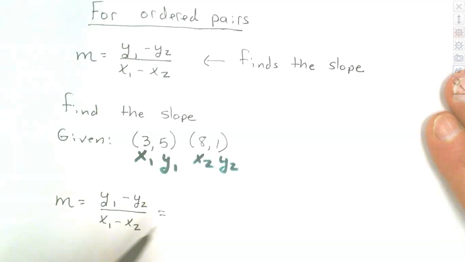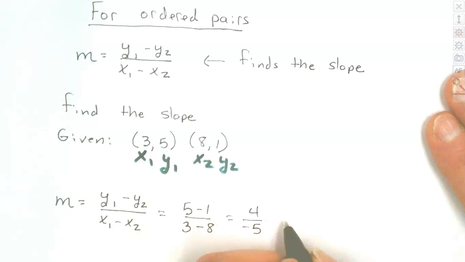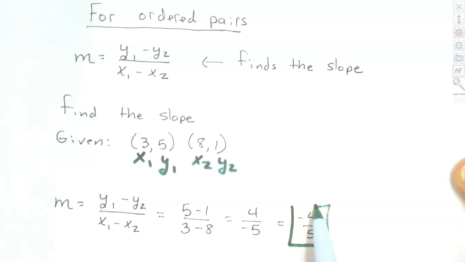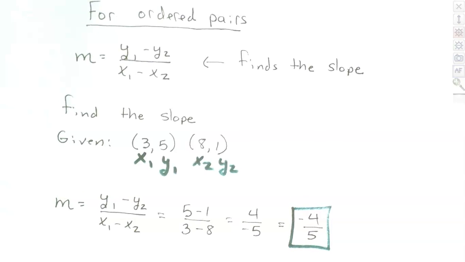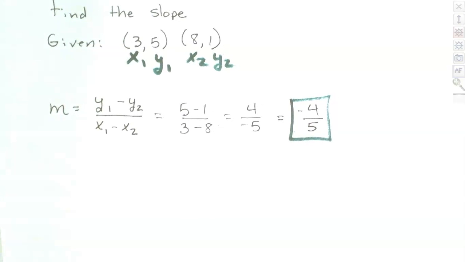Plug in our values, which is 5 minus 1 over 3 minus 8. Remember, your y is going in the numerator, x is going in the denominator. 5 minus 1, that's a 4. 3 minus 8, that's a minus 5. Bring that negative up to the top. So my slope would be minus 4/5. And that's all you need to do there. So use your slope formula with the provided ordered pairs now to calculate that slope.